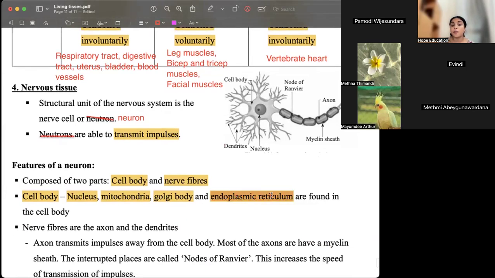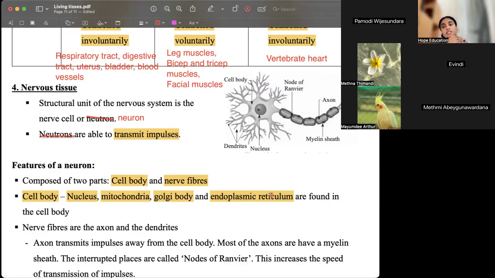Also, there is the endoplasmic reticulum. So we know in the endoplasmic reticulum, there is a rough endoplasmic reticulum and the smooth endoplasmic reticulum. What is the function of rough endoplasmic reticulum? Transportation of proteins within the cells. Yes, transportation of proteins. Very good. Rough endoplasmic reticulum transports proteins.